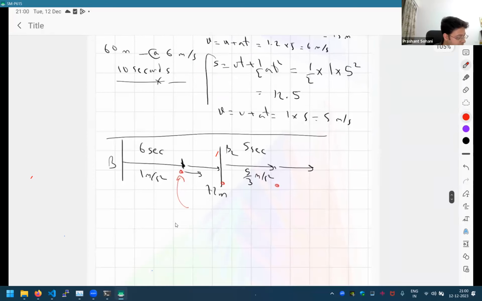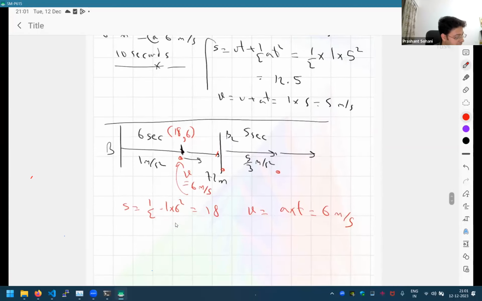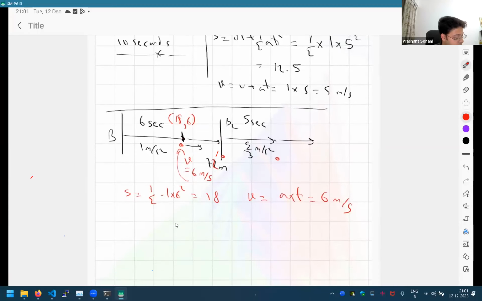Okay, so let us quickly do that. So the first coordinate is going to be S equals ut plus half at square. So half into 1 into 6 square. So this will be 18. So 18 comma 6, right? So again, I'll speed up a little bit because we're already out of time. So 18 comma 6 is this first point, and the velocity that the person has picked up is a into t, which is 6 meters per second. So at 6 meter per second, they have to cover the distance from 18 to 72, right? So 72 minus 18 is the distance to be covered at 6 meter per second.